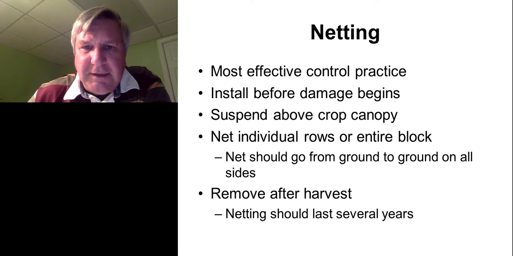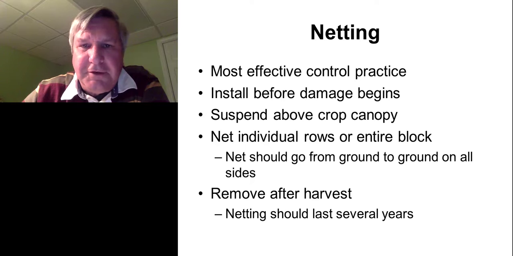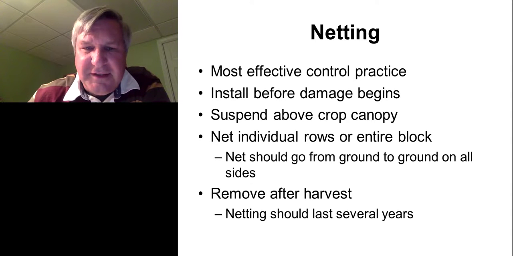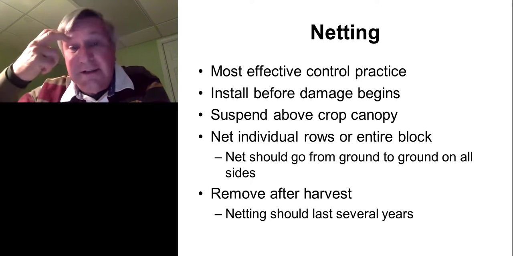Moving to exclusion, there are different types of exclusion that could be used for birds. They fall into the category of netting or fencing. And while expensive, they might very well be the most effective control practice. Again, like auditory devices, install before damage begins. Depending on the type of crop and the format of harvesting, you may put them over the crop right before harvest. I've seen that done in vineyards.